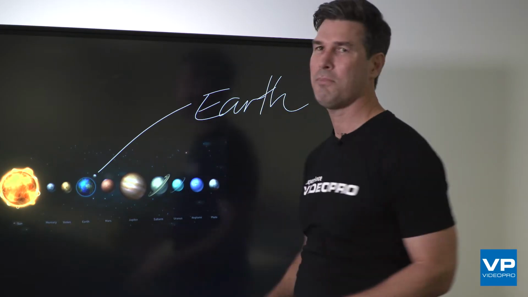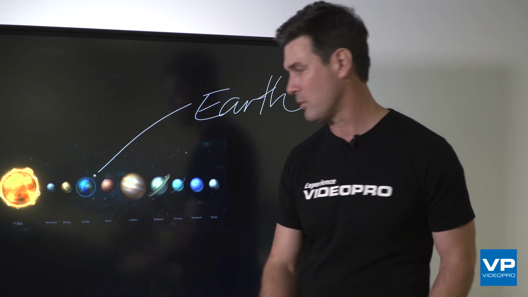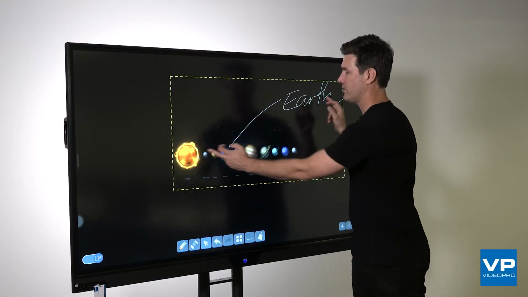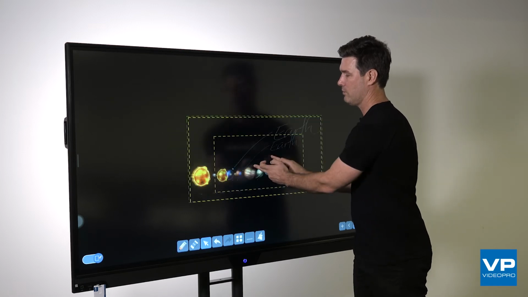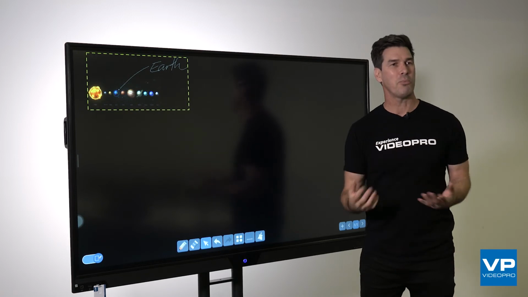One of the cool things about using images and text is that you can actually group it with the Select tool. So it's here I can select everything that I've got on the screen. I can resize it using the zoom in and zoom out tool, and then push it off to the side until I would like to use it. This gives me more room on the screen.